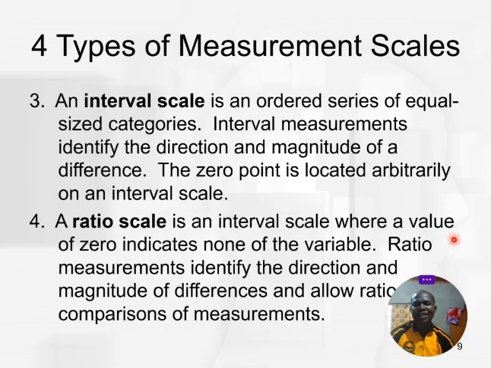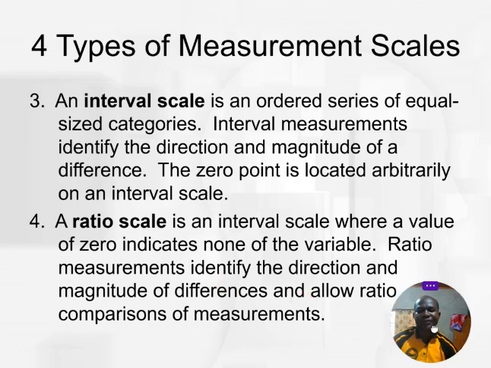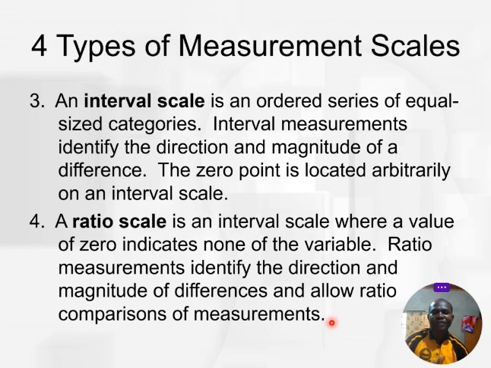How about the interval scale of measurement? This is an ordered series of equal-size categories, like a form of scaling. But one thing is very unique with the interval scale: the zero point is located arbitrarily. An example is the Fahrenheit scale. And of course, we have the ratio scale of measurement, which is similar to the interval scale, but the zero point is non-arbitrary, it is truly established.